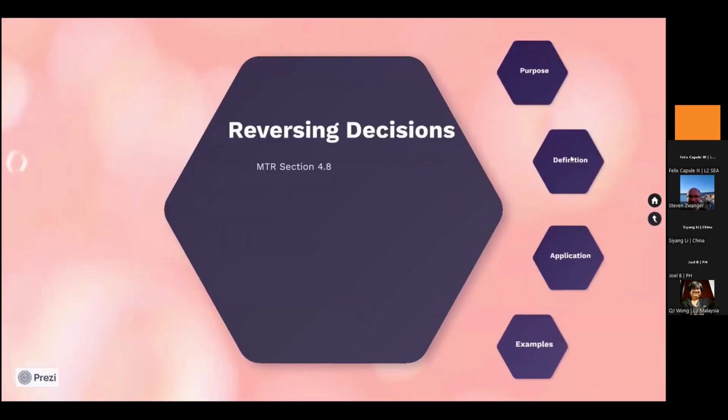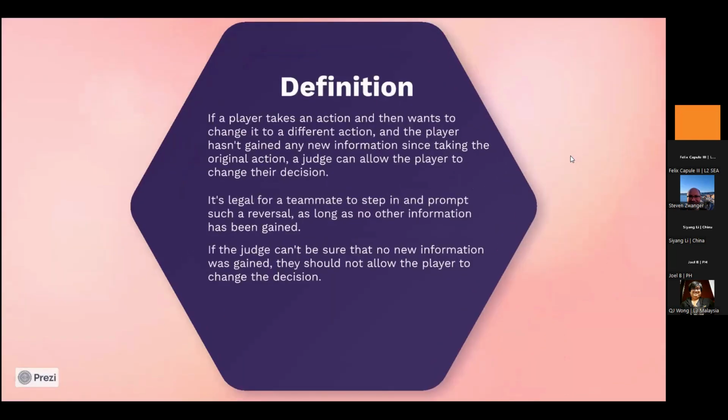So what is the definition? When are we allowing players to change a decision? If a player takes an action and wants to reverse it, wants to make a different action, if the player has not gained any new information since they took the original action, then the judge may permit the player to change the decision. This is the crucial test for the judge: whether the player has gained new information.